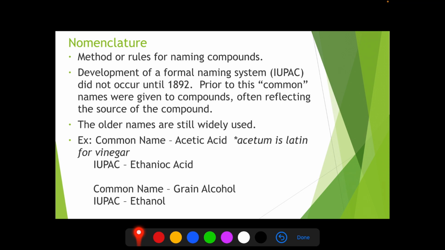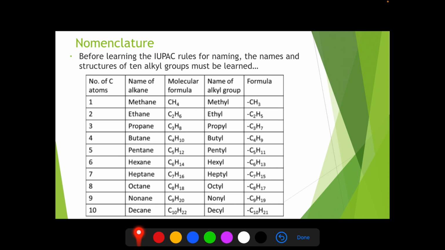really wasn't in chemistry. So prior to this, there were common names that were given to everything. And so these common names are still around, like acetic acid, which is really ethanoic acid. A lot of people still call it acetic acid, which is Latin for vinegar. Grain alcohol, a lot of people still call ethanol grain alcohol. This is an example of these older names, which are still widely used.